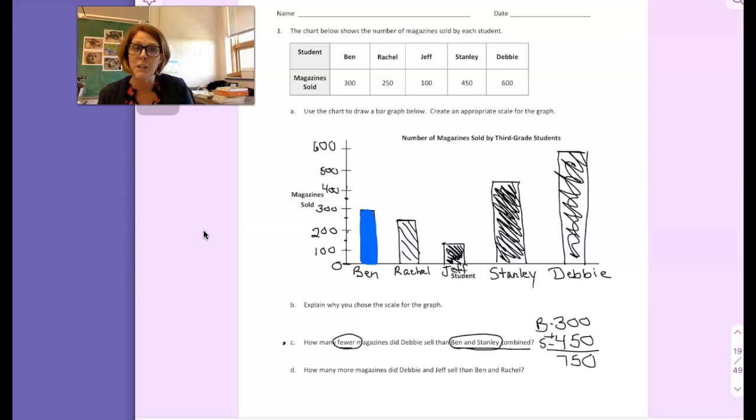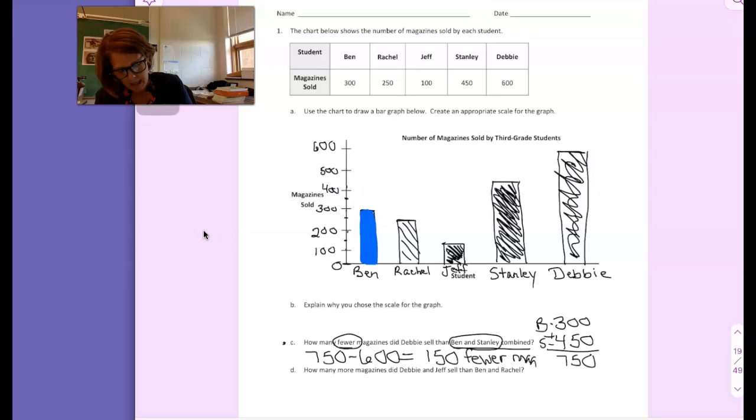Because it says fewer, that's a clue to me that we're going to subtract the two totals. So 750 minus 600 equals, I'll give you a moment to figure that out, 150 fewer magazines.